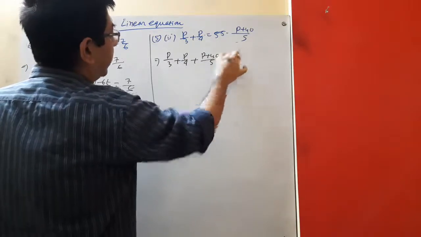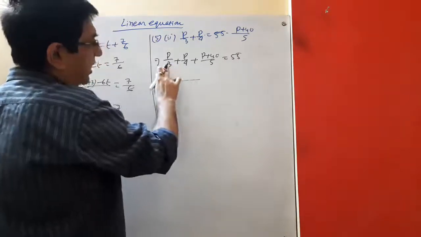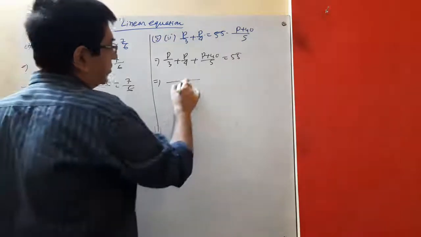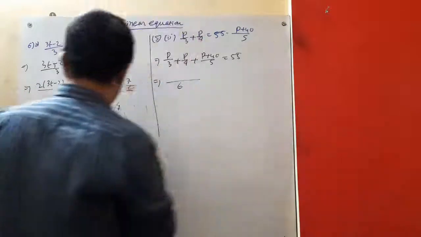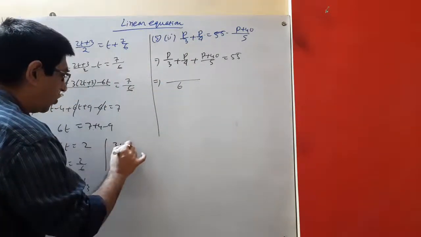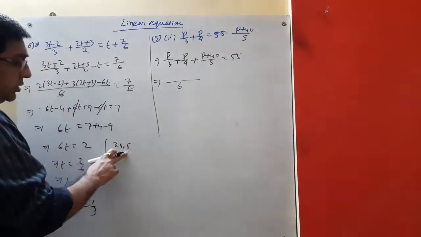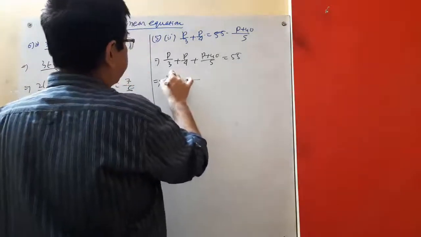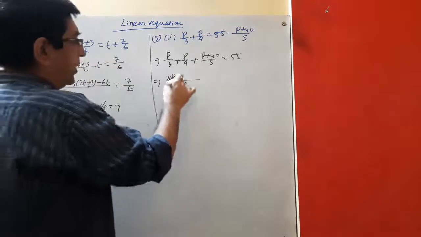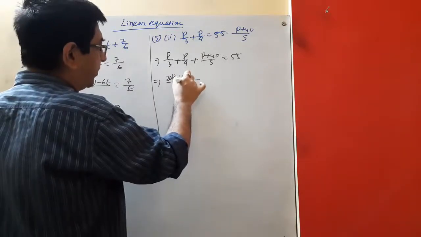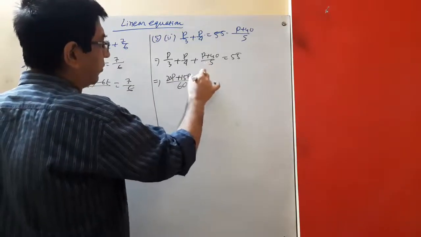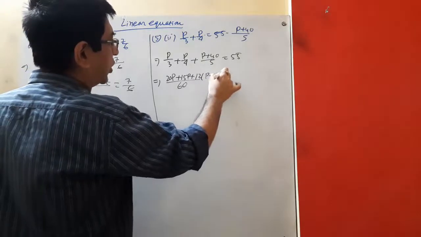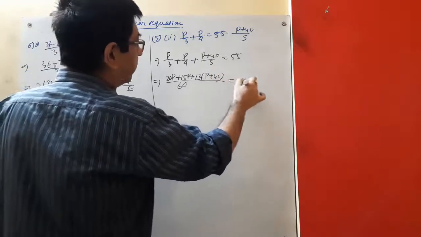Equal to 55. What is the LCM of 3, 4 and 5? This is 60. Look, LCM of 3, 4, 5. These are co-primes, so multiply them: 60. 60 divided by 3 we get 20, so 20p. 60 divided by 4 we get 15, so 15p, plus this is 12 into p plus 40 equal to 55.